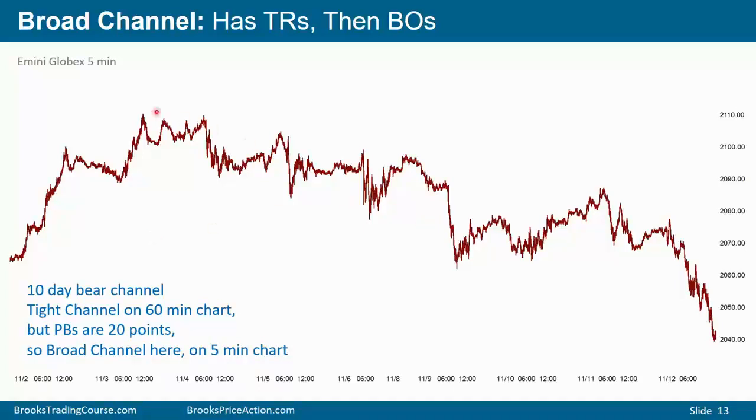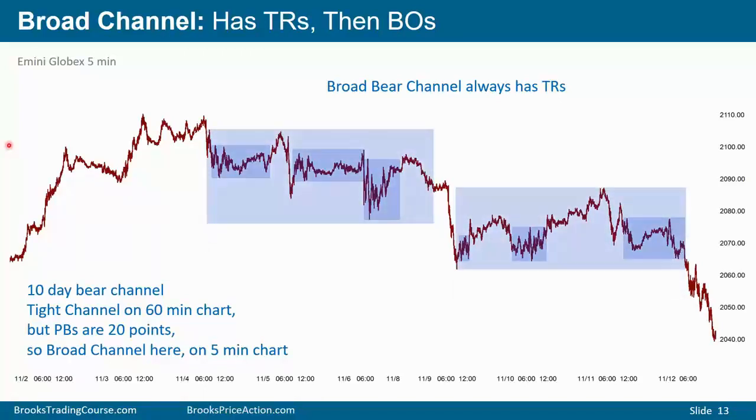This is 10 days in a broad bear channel. On the 60-minute chart, it's a fairly tight bear channel. The pullbacks are sometimes 20 points tall, and a 20-point pullback means a fairly broad channel on the 5-minute chart. Every broad bear channel is going to have trading ranges, lots of trading ranges, and some of them are nested within bigger trading ranges.